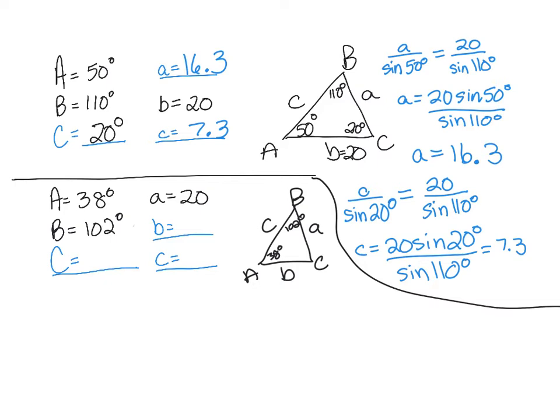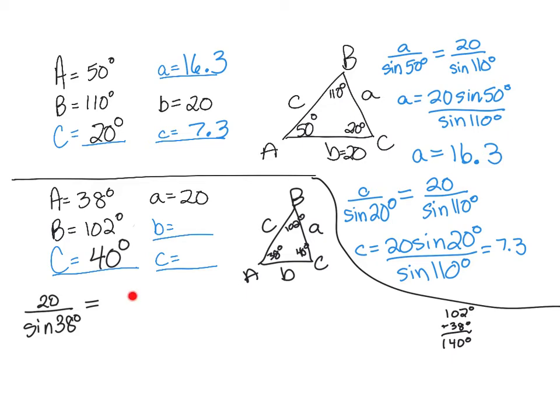So what is the other angle? 102 and 38 is 140. So this is 40. All right. Use what you know. 20 is to sine 38 as, let's start with the biggest one.